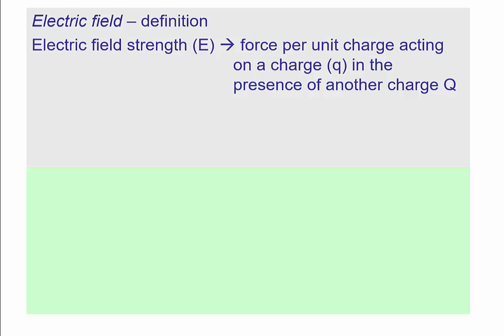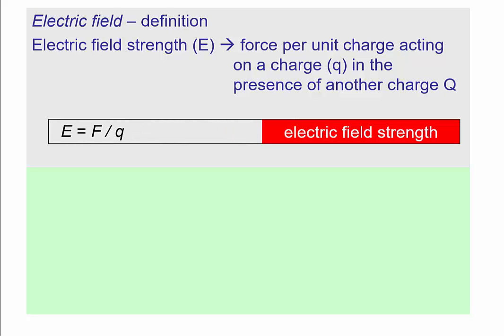So in fewer words, electric field is the force per unit charge acting on the charge small q in the presence of another charge Q, and we can write that in equation form. So it's the force per unit charge, force divided by charge, and that gives you electric field strength. And of course you could work out the units of that. We know that the units of force are newtons, and the units of charge are coulombs. So the units of electric field are newtons per coulomb.